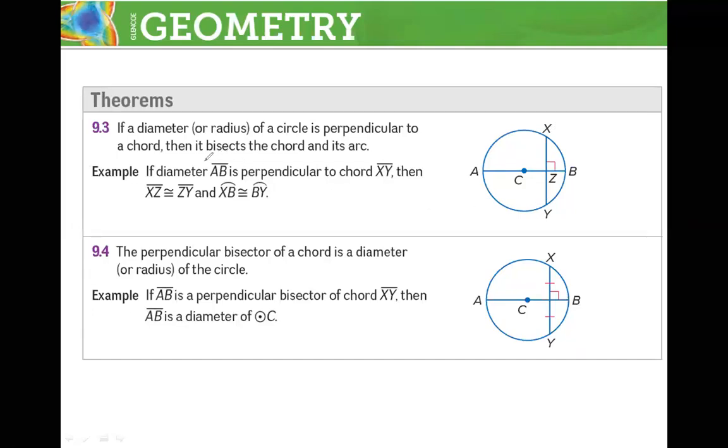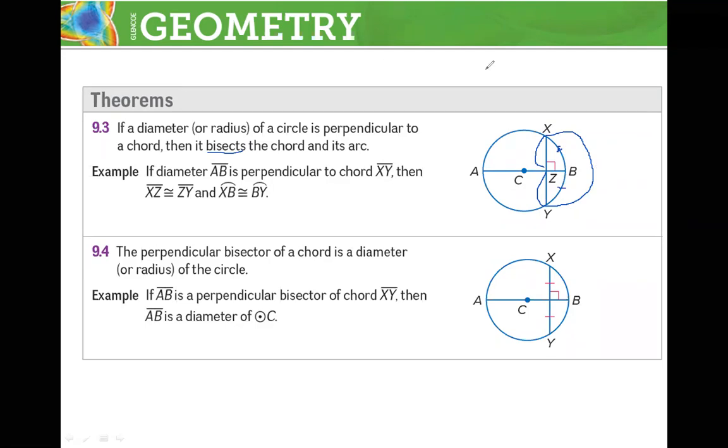So we have to get two equal lines and two equal measures. The two equal lines are XZ and YZ. It means the chord is bisected into two equal parts. The word bisect means divide. After that, this arc, which is called XBY, is divided into two parts. This is the first part, and this is the second part. So these two parts are also equal. Okay, this is theorem 9.3.